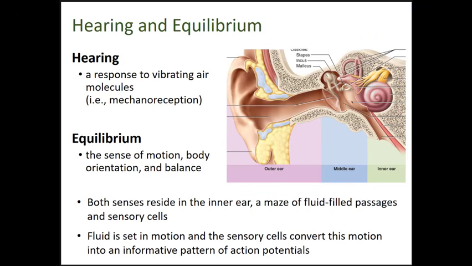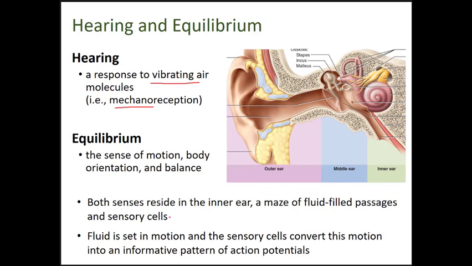Now we'll move on to hearing and equilibrium. Hearing, our ability to hear, is a response to vibrating air molecules. So we call this a form of mechanoreception, as we talked about mechanoreception at the beginning of this lecture. Equilibrium is really your sense of where you are, where your body is in space, whether you sense motion, your ability to sense balance, to kind of orient yourself in space.